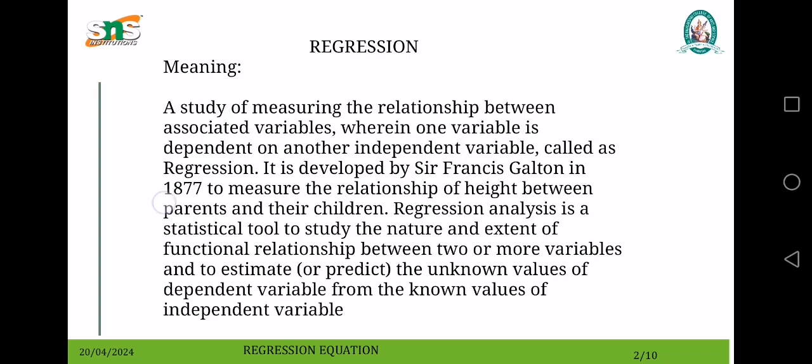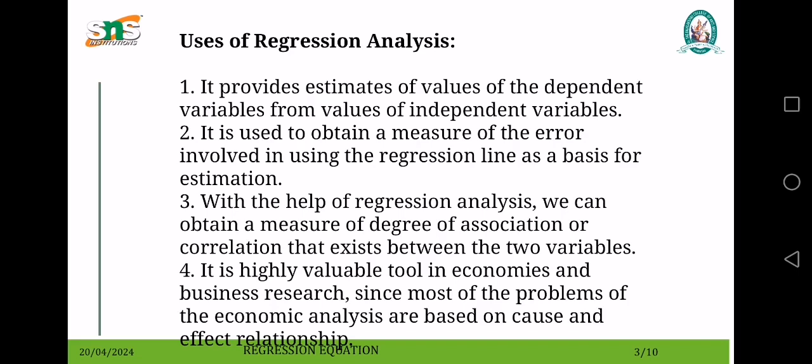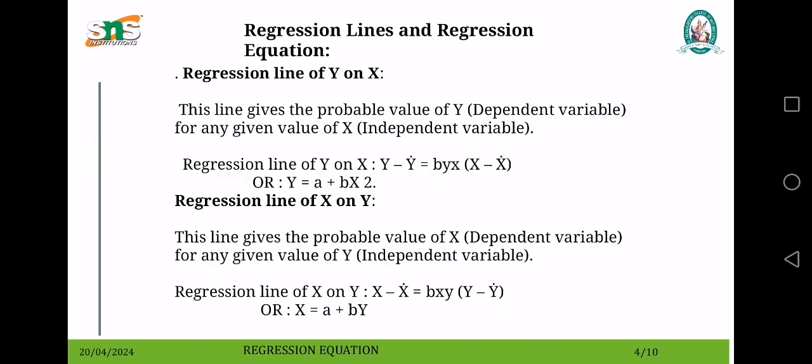of the independent variable. Uses of regression analysis. It provides estimates of values of the dependent variable from values of the independent variable. It is used to obtain a measure of the error involved in using the regression line as a basis for estimation. With the help of regression analysis, we can obtain a measure of the degree of association or correlation that exists between the two variables. It is a highly valuable tool in economics and business research, since most of the problems of economic analysis are based on cause and effect relationships.